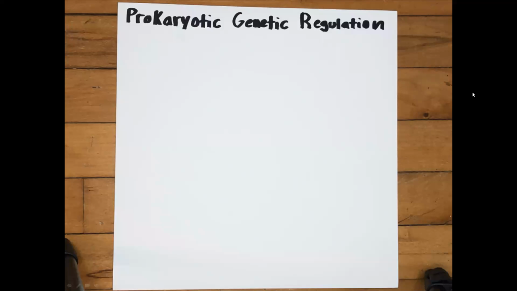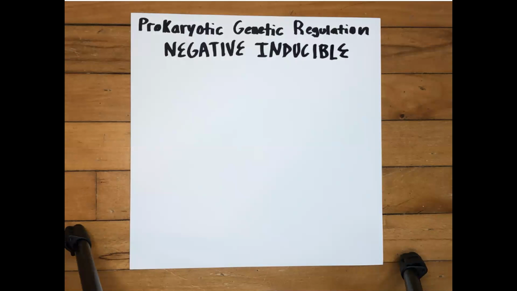Hello, today I will be explaining prokaryotic genetic regulation, specifically negative inducible regulation, where negative describes how the regulatory protein binds to the DNA to prevent transcription, and inducible describes how transcription is normally turned off and is turned on when a small molecule binds to the regulatory protein.